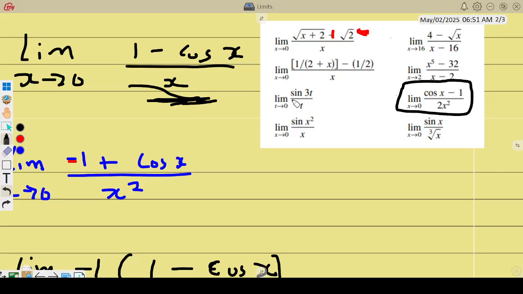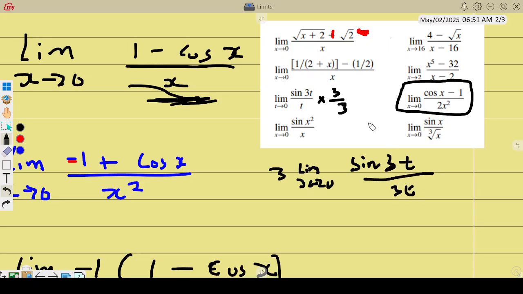And whenever you get stuck, you are always free to inbox me. Then for this one, it simply means that down here we should also have a 3, so we multiply throughout by 3. Meaning these 3 will go outside. Then we'll have the limit as x approaches 0 of sine 3t over 3t. This one has come here, and this one we've taken outside. So the whole lot of this is 1. So 3 times 1 is 3.